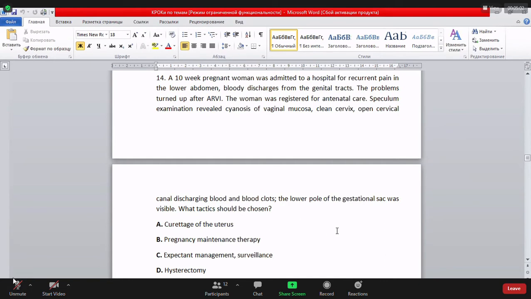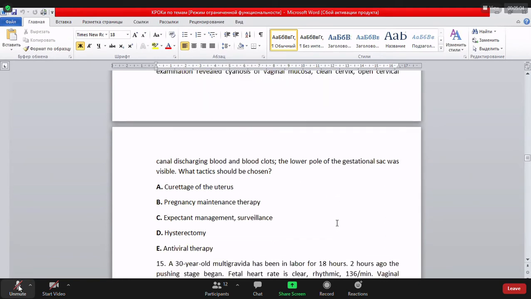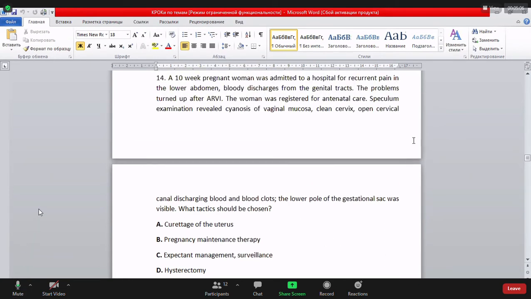What tactic should be chosen, guys? What happened with this woman? What diagnosis can you set here? You are quite right. I want to see who answers me. Yes, who answers me? Mahanti. Mahanti is also very active.